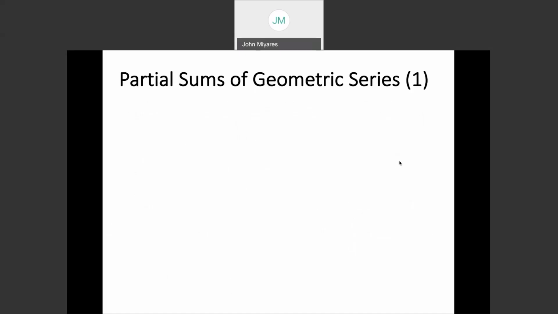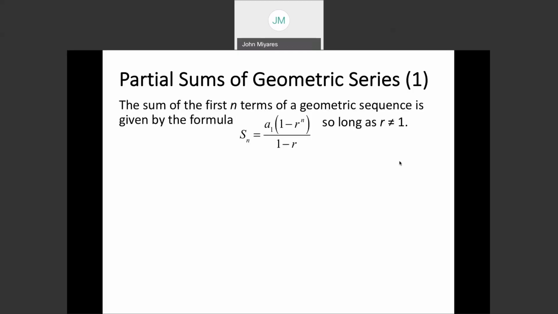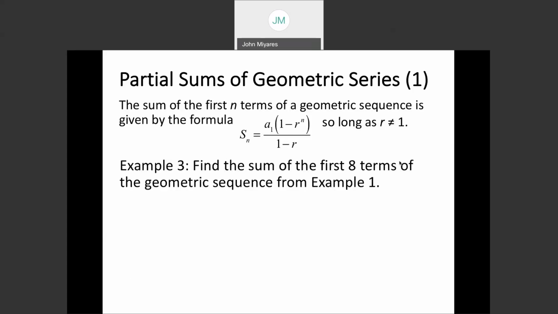There's also a formula that can be used to find the nth partial sum of a geometric series. That formula is given here, where S sub n equals a sub 1, the first term, times the quantity 1 minus r to the nth power, all divided by 1 minus r, which will work so long as r does not equal 1. Let's look at this example here. Find the sum of the first 8 terms of the geometric sequence from example 1.